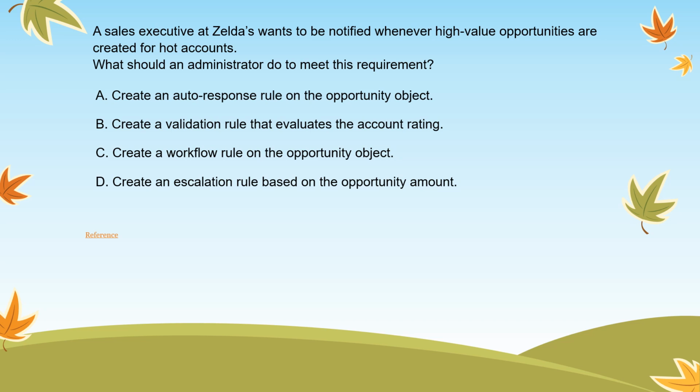But let's check the last one. Create an escalation rule based on the opportunity. What you need to remember is escalation rules are for cases. The question says nothing about cases. It's about an opportunity, a high value opportunity. So you have to look at auto response rules, validation, workflow rules, and escalation. And the one that works for opportunities is a workflow rule on the opportunity object. So let's see if we are correct. And we are.